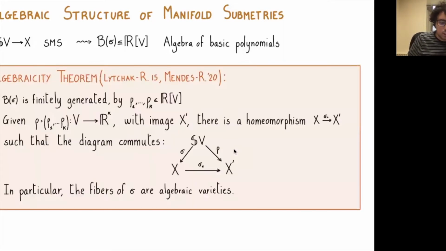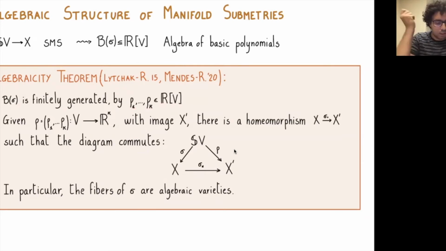And here is the theorem that we proved, first with Lytchak for singular Riemannian foliations and then extended with Ricardo for general spherical manifold submetries. Let's go through this line by line. The first thing is telling us that this algebra of basic polynomials is finitely generated. So there are only a finite number of basic polynomials that generate the whole algebra.